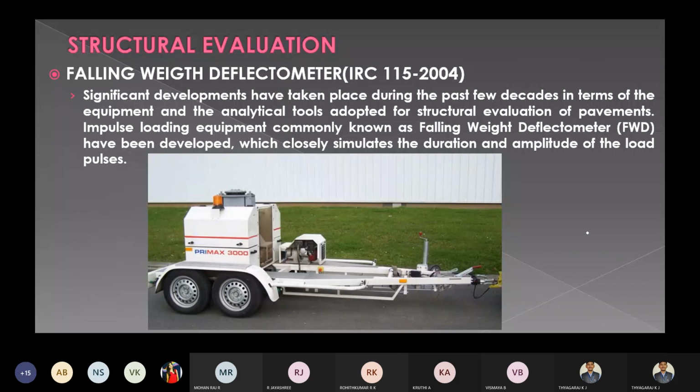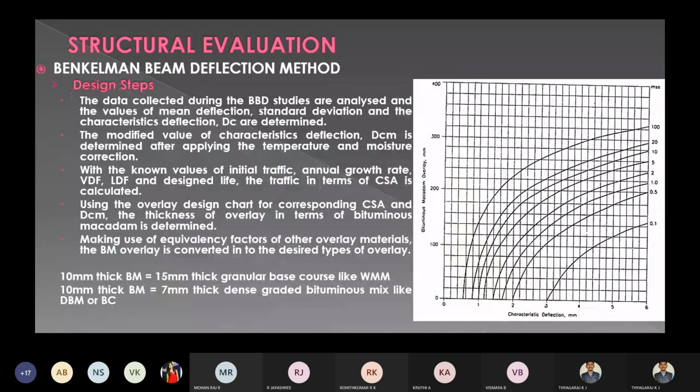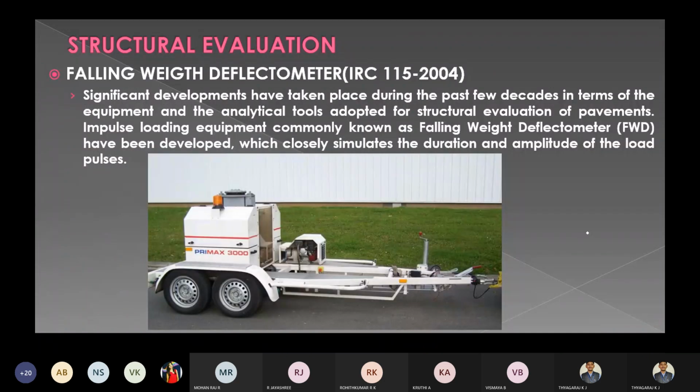So, in the last class, we were discussing the structural evaluation of flexible pavements, and we have completed the discussion of Benkelman beam deflection studies. We have solved some problems also, that is, using the BBD study data, how we will be designing the overlay. So today we will be moving to the next equipment used to determine the structural condition of the pavement, that is, the structural capacity of the pavement, by using a falling weight deflectometer.